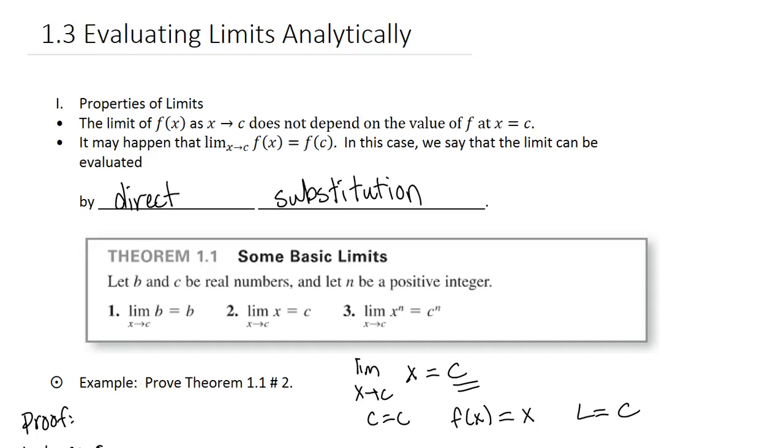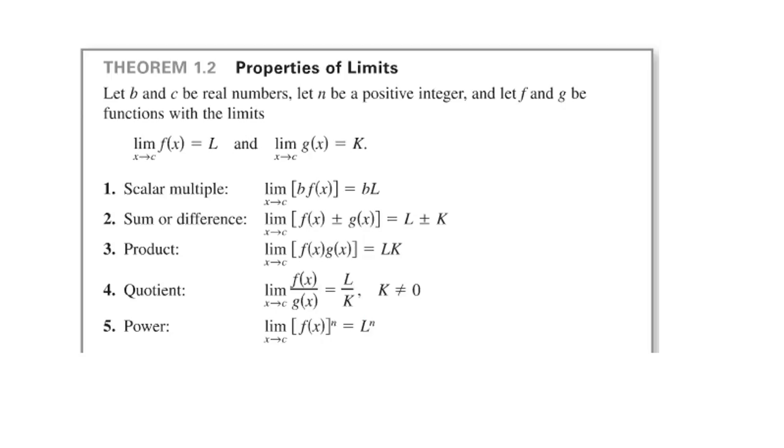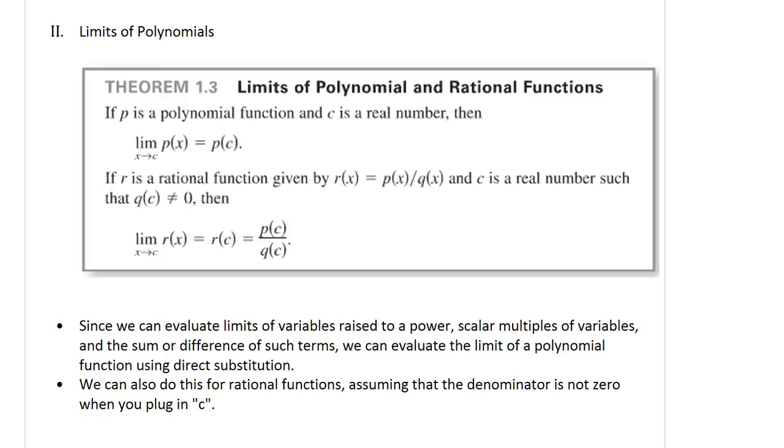Now just to kind of recap what we've talked about so far, we know that we can take the limit of constants, of x, and of a power of x, and we know that we can also take the limit of constant multiples of any function that we know how to take the limit of, as well as the sum or difference of the multiples and all of that. So putting all of that together, we have the building blocks to evaluate the limits of a polynomial, because a polynomial, remember, is just a sum or difference of powers of x multiplied by constants, or just a constant at the end. So this is what theorem 1.3 says.